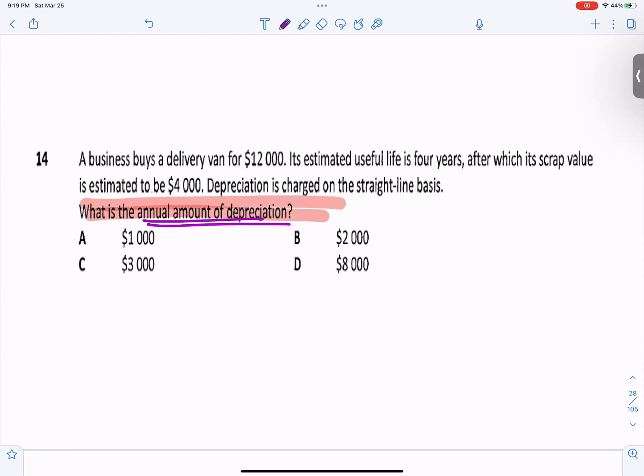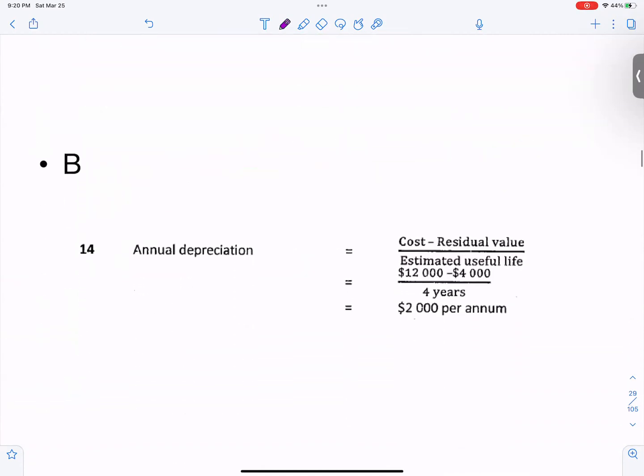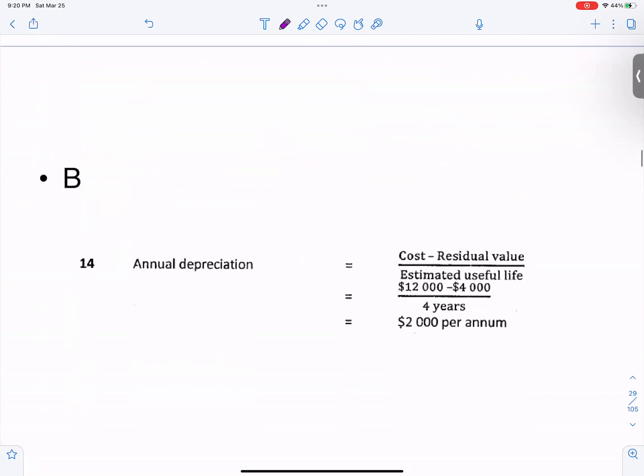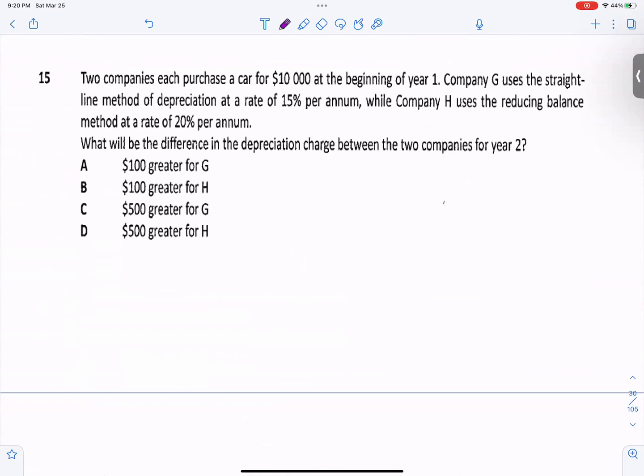What is the annual amount of depreciation? A business buys a delivery van for 12,000, with a scrap value of 2,000 and an estimated useful life of 4 years. 2,000. Sorry? 12,000 minus 4,000 upon 4, which is 2,000. Okay, fine. Option B. Go to the next one.